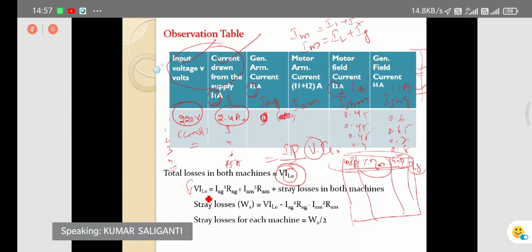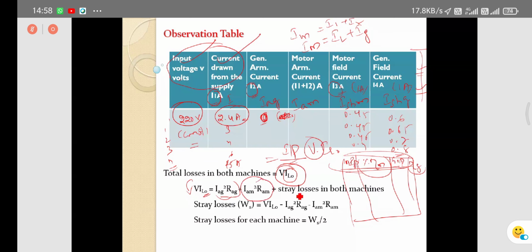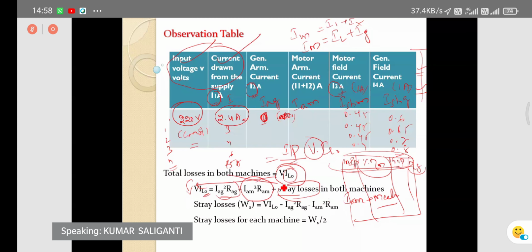I have written here V into IL naught, which is equal to the generator side armature copper losses, and the motor side copper losses, along with the stray losses in both machines. Stray losses are the combination of iron losses and mechanical losses. So these are the total losses here. The input I have written here, and the total losses I have written here.